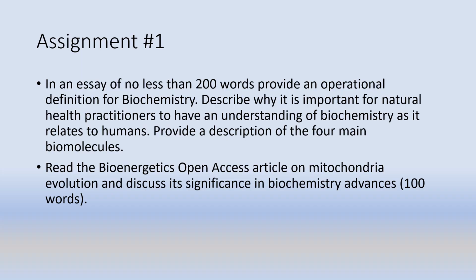Okay, so for assignment number 1, there are 2 parts to this. The first, in an essay of no less than 200 words, you're going to provide an operational definition for biochemistry. You're going to describe why it is important for natural health practitioners to have an understanding of biochemistry as it relates to humans. And you're going to provide a description of the 4 main biomolecules. In the second part of the assignment, you're going to read the Bioenergetics Open Access article on mitochondria evolution, and you're going to discuss its significance in biochemistry advances. And this could be 100 words.